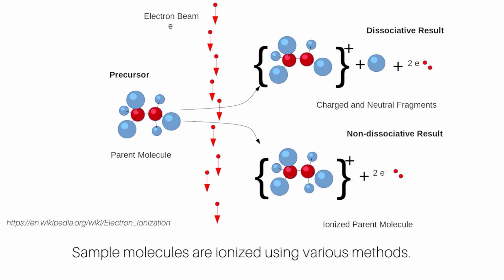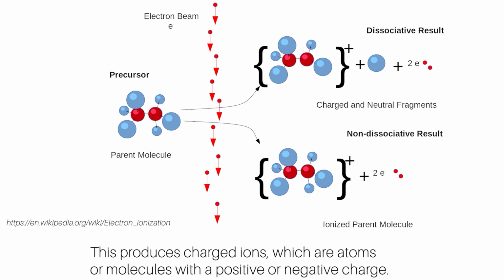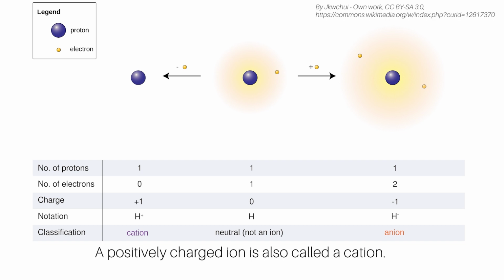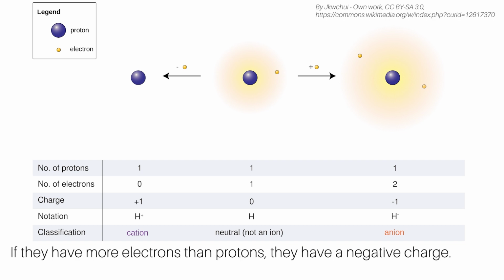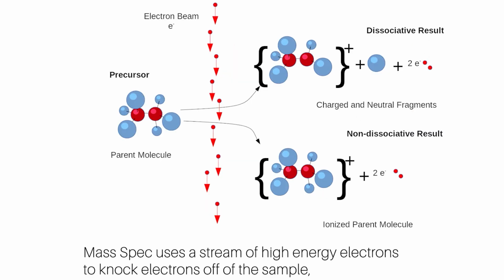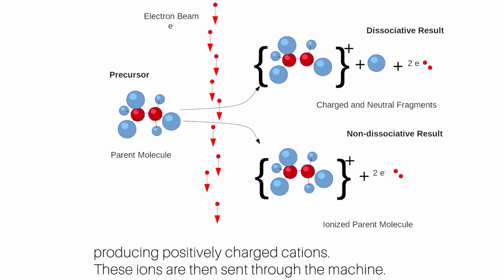Sample molecules are ionized using various methods. This produces charged ions, which are atoms or molecules with a positive or negative charge. If they have more protons than electrons, they are positively charged. A positively charged ion is also called a cation. If they have more electrons than protons, they have a negative charge. These are also known as anions. Mass spec uses a stream of high-energy electrons to knock electrons off of the sample, producing positively charged cations.